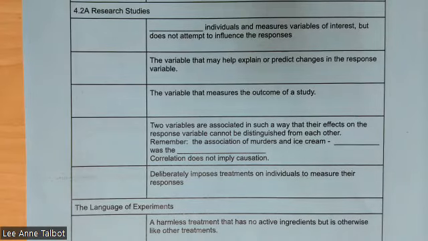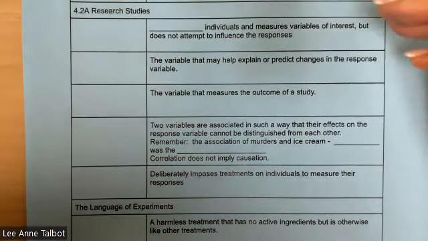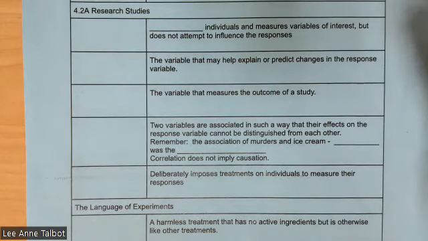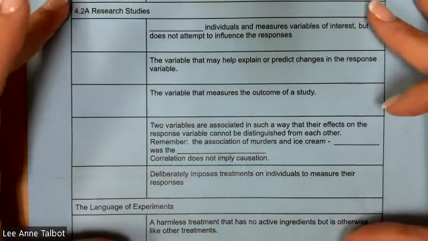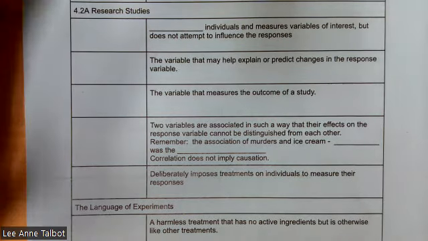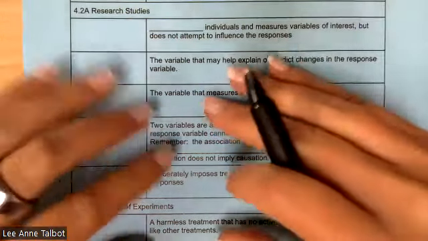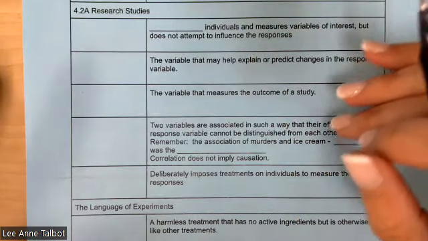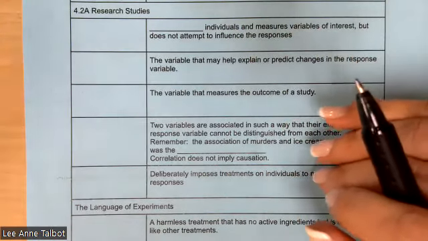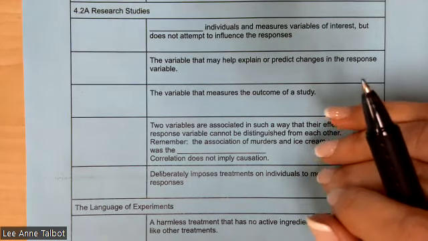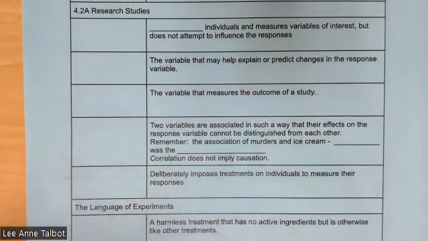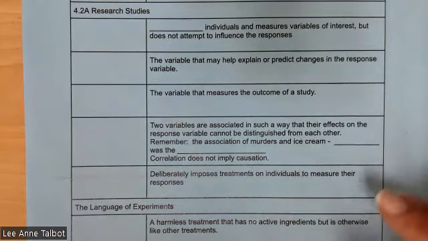Straight up vocab today. 4.2a is about different research study vocab. It does not actually have any entries in the notebook. 4.2a is only on the blue paper. 4.2b has some in the notebook and some in this. So just so you know. Okay.